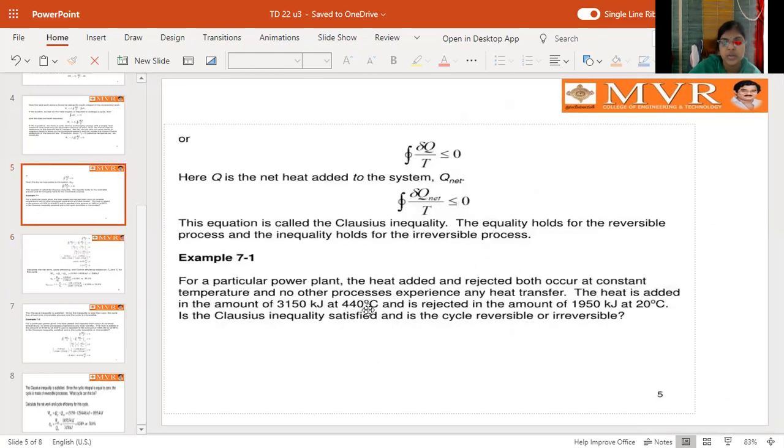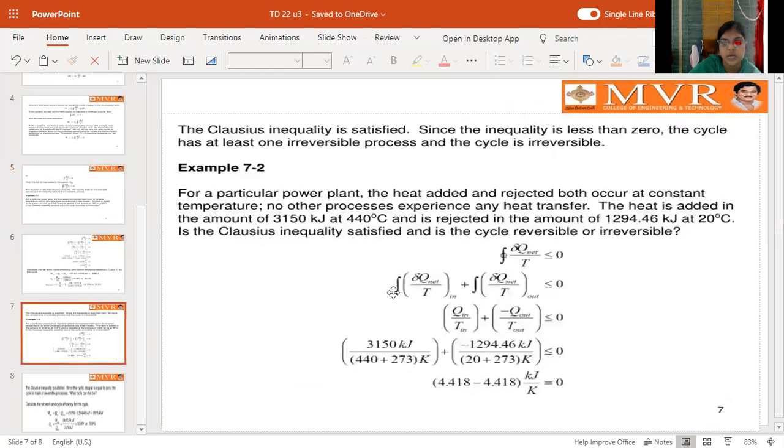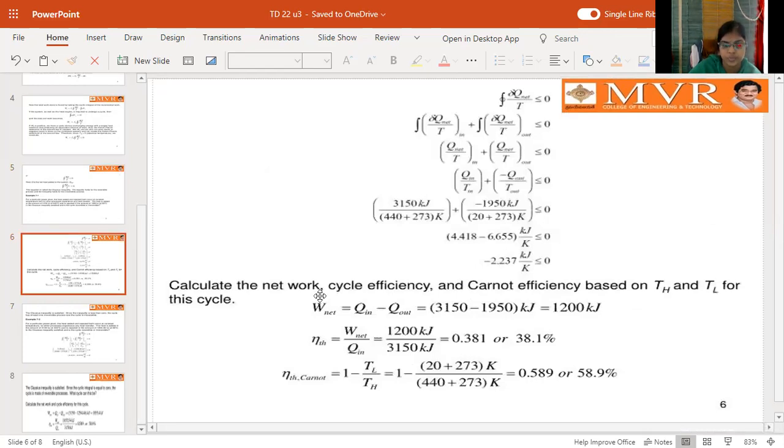Q1 is 3150, T1 is 440. We convert to Kelvin by adding 273. Here also 20 plus 273, and just replace here. So Q in is 3150 kilojoule by 440 plus 273, because we change from degree centigrade to Kelvin. Here Q is rejected, so Q out is minus 1950 kilojoule by 20 plus 273, less than or equal to 0. Finally we got minus 2.237 kilojoule per Kelvin, less than or equal to 0.